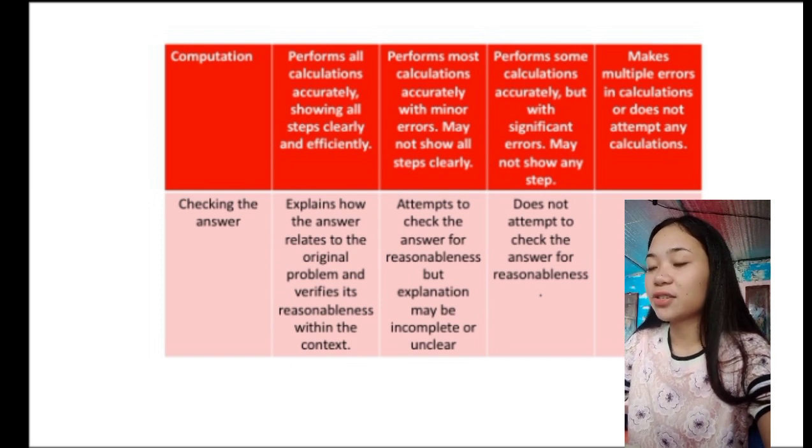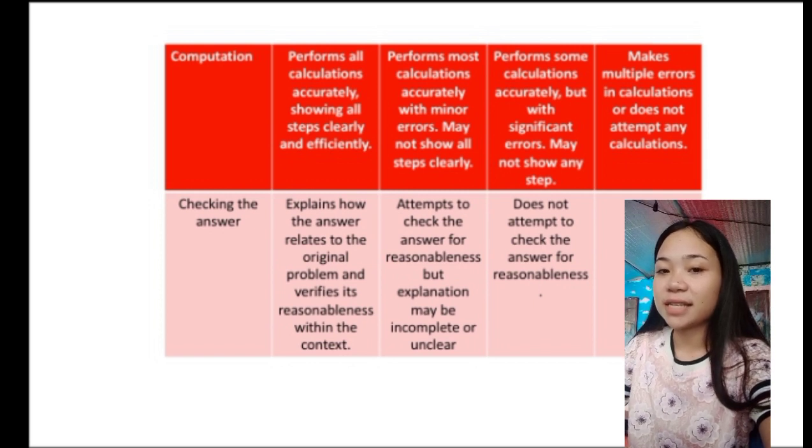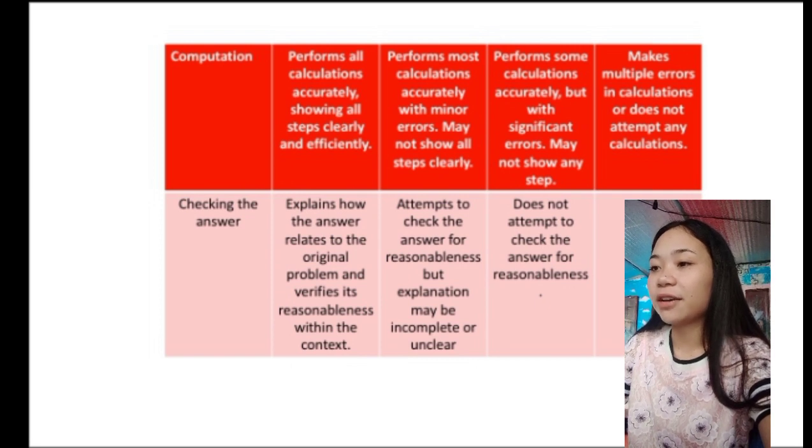Next criteria, checking of the answer. They will get 4 if they explain how the answer relates to the original problem and verify its reasonableness within the context. They will get 3 if they attempt to check the answer for reasonableness but the explanation may be incomplete or unclear. And 2 if they do not attempt to check the answer for reasonableness, and 1 if they do not attempt to check the answer.